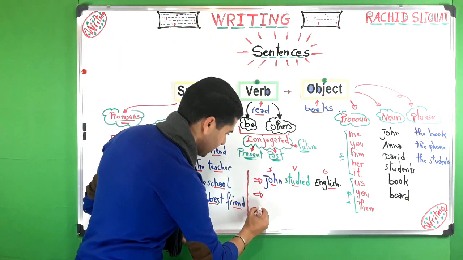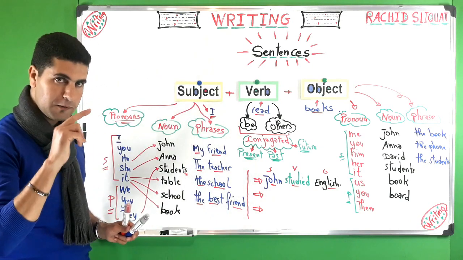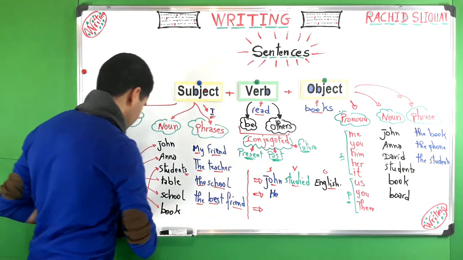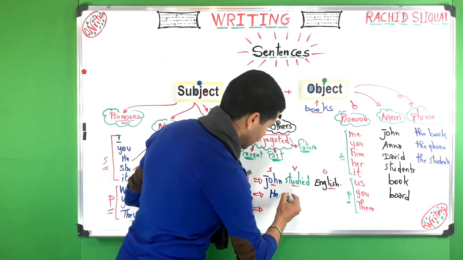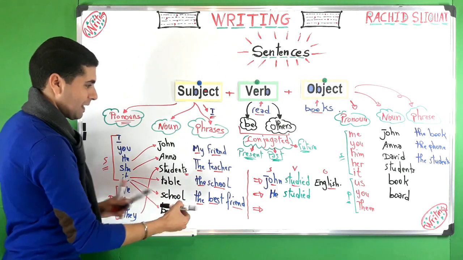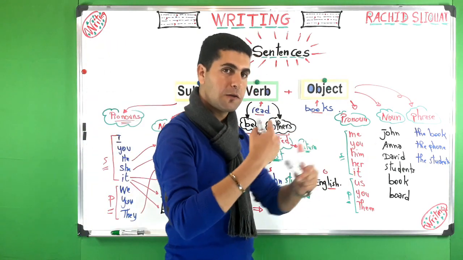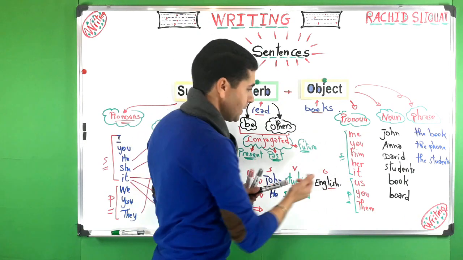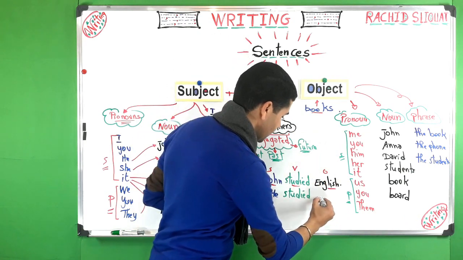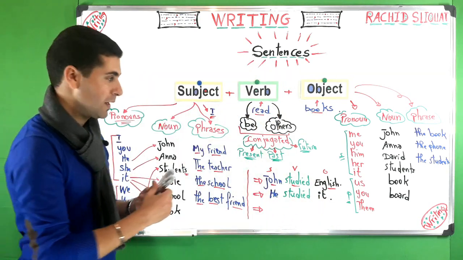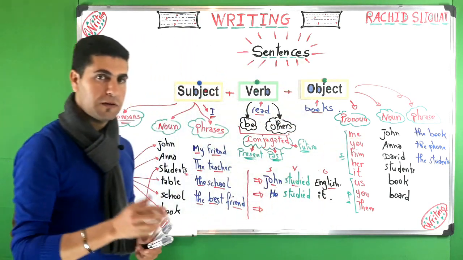For example, here we can replace John with he. So we can say he. The verb does not change. He studied, in the past, he studied English. English is a noun. We can replace it with a pronoun. What is the pronoun that can replace English? Very simply, it. We can say, for example, he studied it. So it here is a pronoun, an object pronoun.